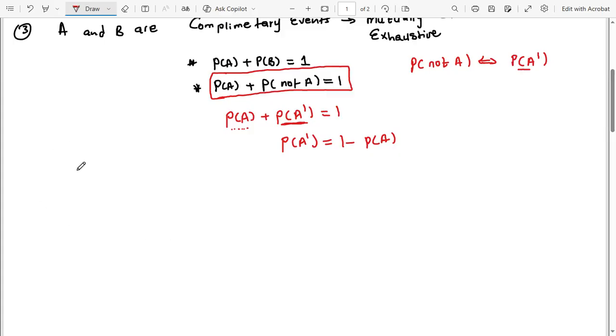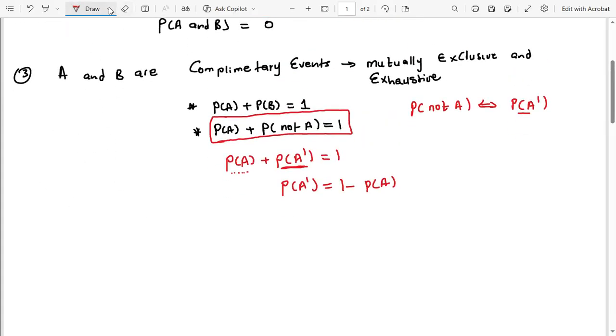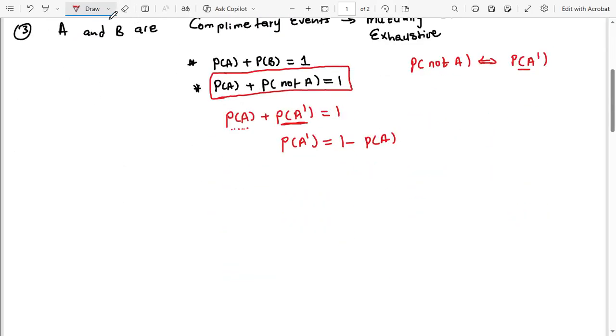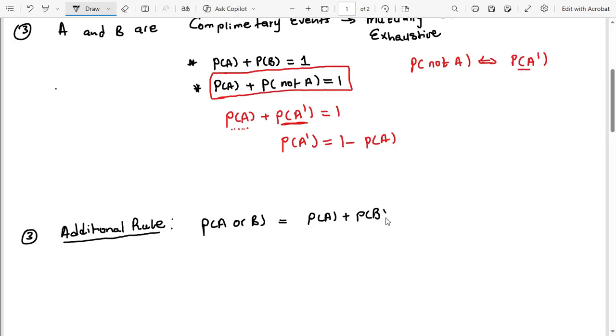The last rule that I want to discuss has to do with the addition rule. This is rule number 3, the addition rule. If you want to find the probability of A or B, you add the two probabilities, then you subtract their intersection.